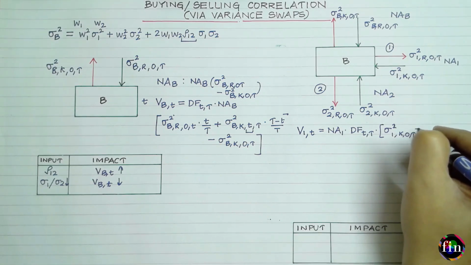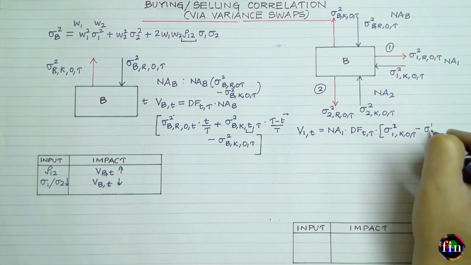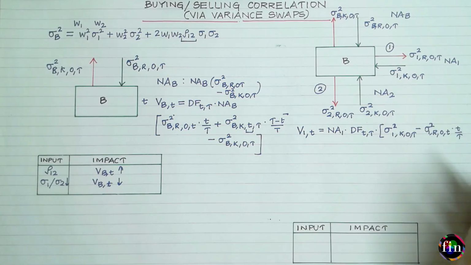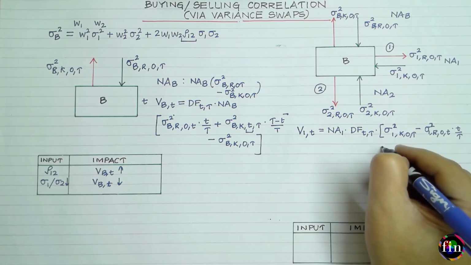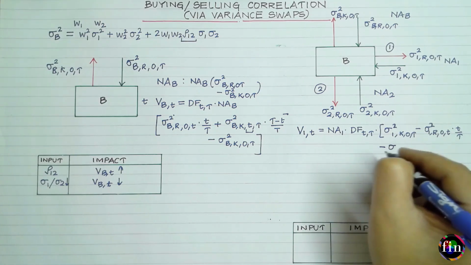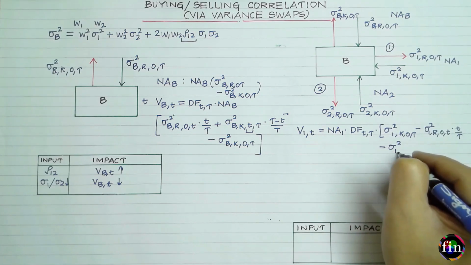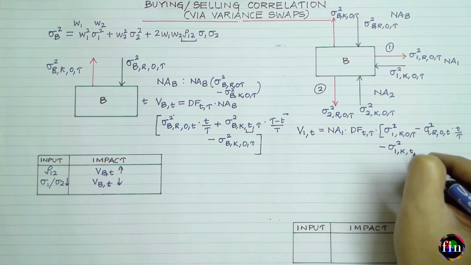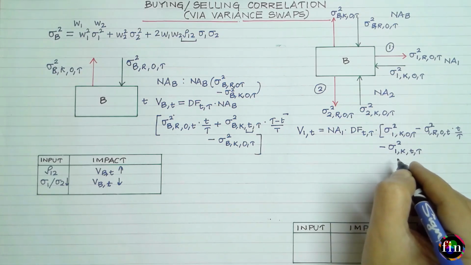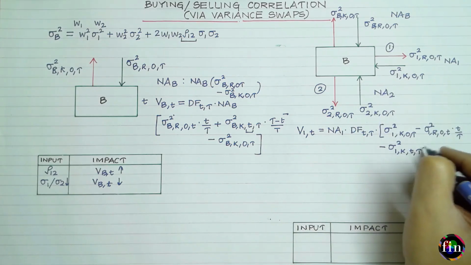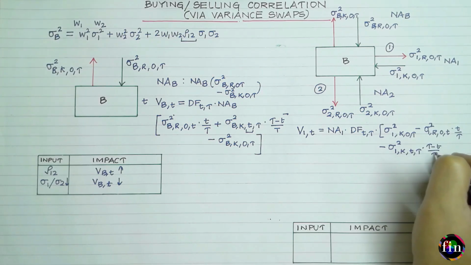Okay, so it will be minus sigma 1 squared realized between 0 to t, weighted by the proportion, that's t by T, and then I will also subtract from it the fair assessment of the variance which is yet to come, and that will be sigma 1 squared Kt to T. If I were to go and trade a new variance swap on underlying one at time t, this is what will be quoted to me. Okay, so this times T minus t upon T.